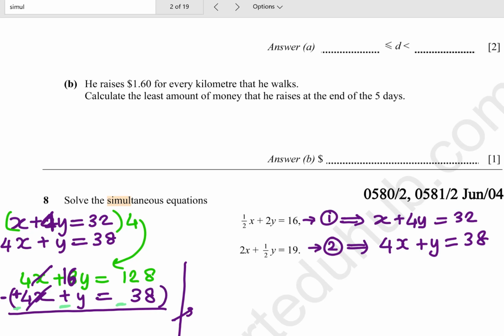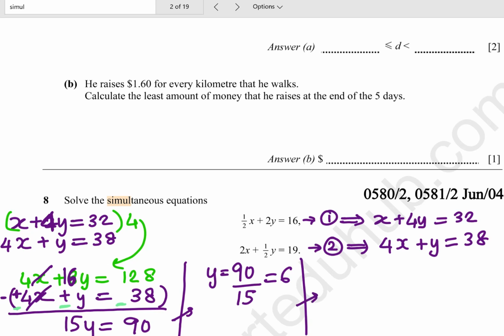Okay, so now 16y minus y is 15y. 15y equals 90. So y equals 90 divided by 15. And what's that? And that is equal to 6. So my y is equal to 6. I got my value of y.